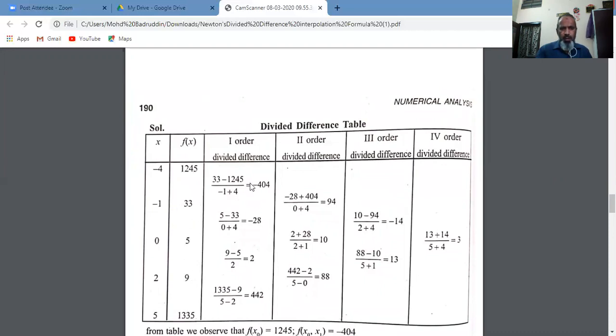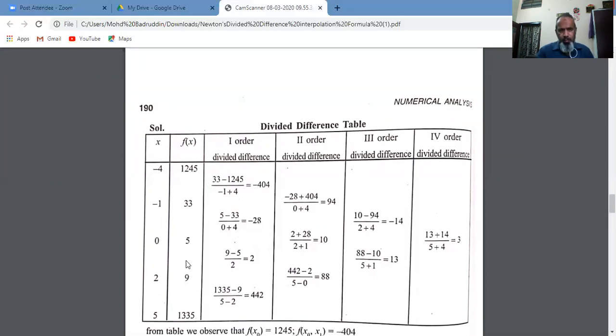We are constructing the divided difference table. So this is the first divided difference, (y1 minus y0) by (x1 minus x0). So 33 minus 12, 45 by minus 1 minus of minus 4, it is plus 4. So by calculation we get minus 404. Again 5 minus 33 by 0 minus of minus 1, it is plus 1. So this is not 4, it is plus 1. So minus 28 by plus 1 is equal to minus 28. So there is a small correction. So this 4, this is not 4, this is 1.